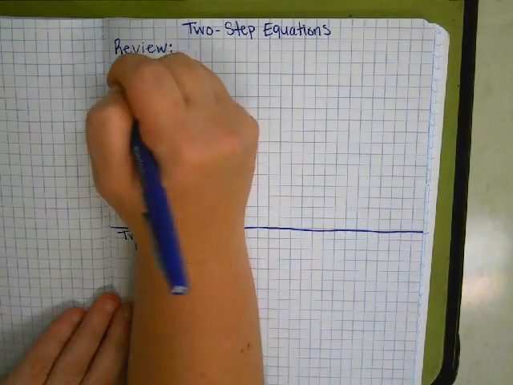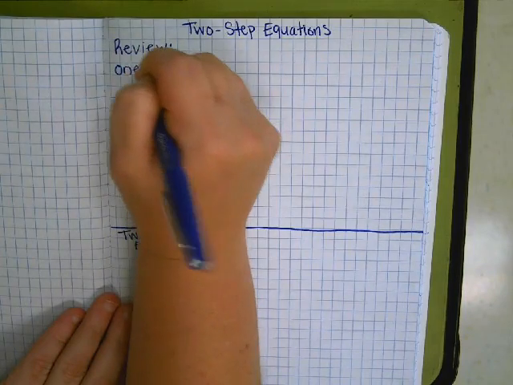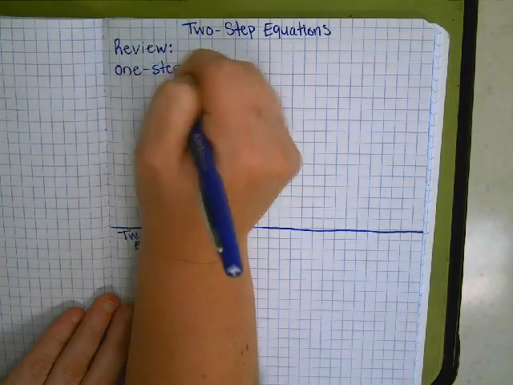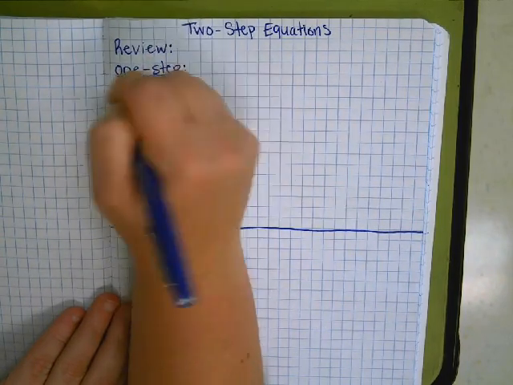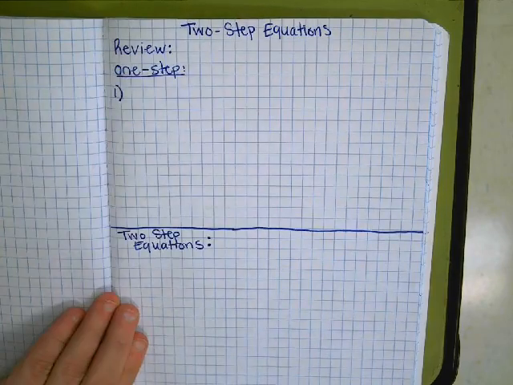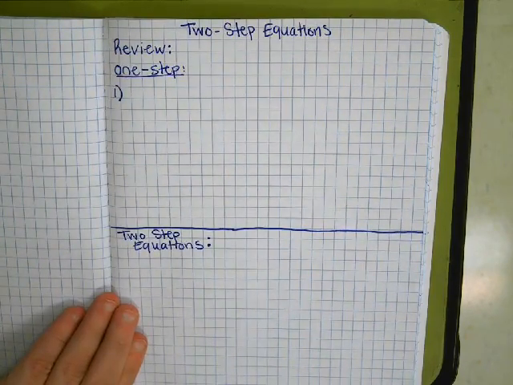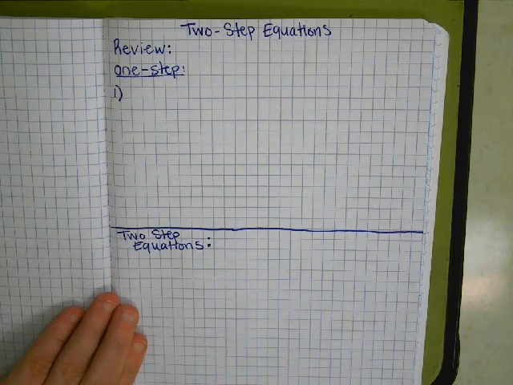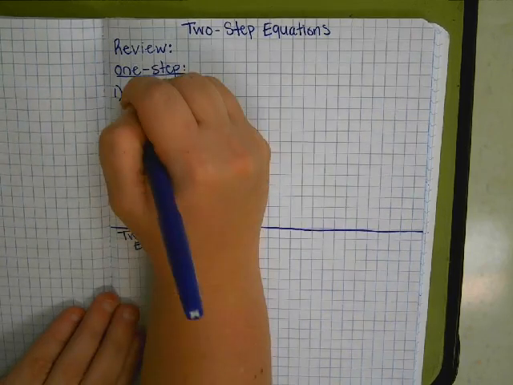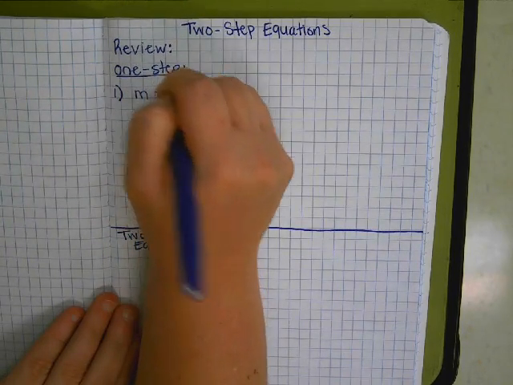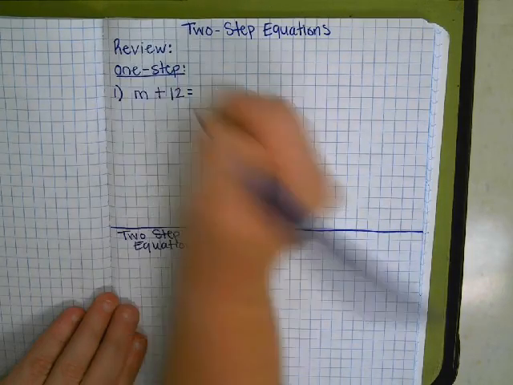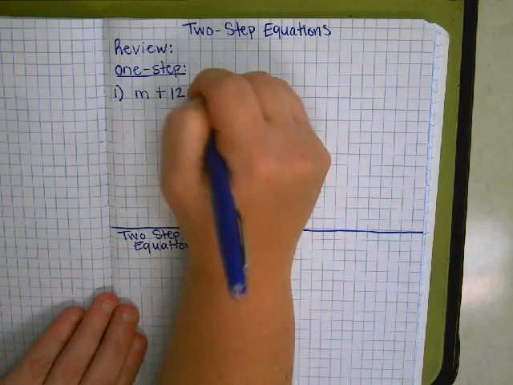So let's review one step, when it takes one step to solve the problem. So let's look at our first example. And pause it right here if you need a few minutes to get your notebook set up. So our first example is m plus 12 equals 10.